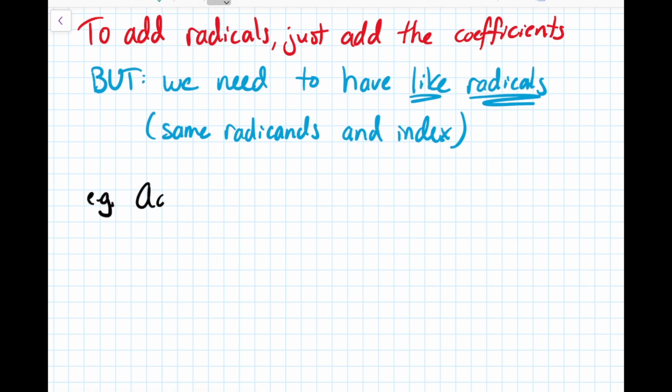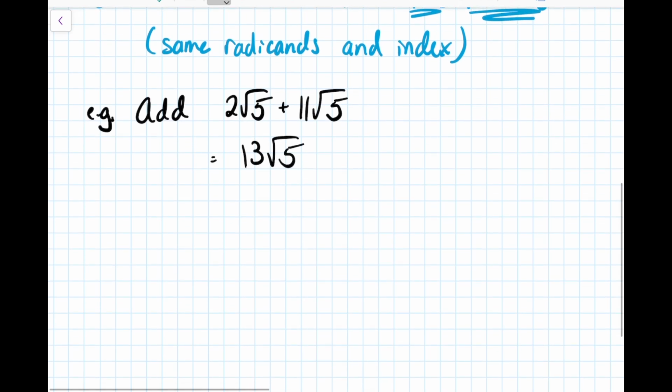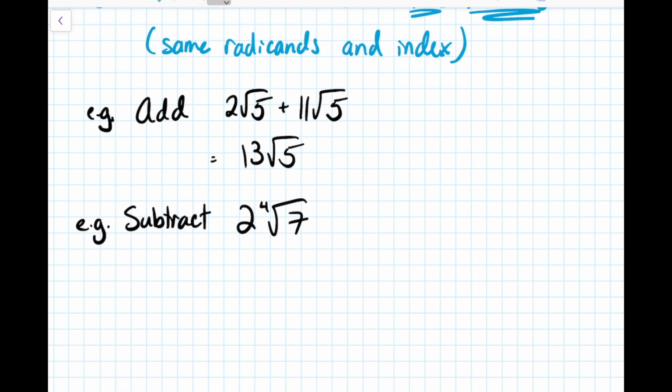If we want to add, say, 2 root 5 plus 11 root 5, all I have to do is 2 plus 11, which gets me 13. The root 5's don't change, so it's just 13 root 5. Subtraction is the same idea. If I wanted to subtract 2 times the 4th root of 7 minus 3 times the 4th root of 7, I'm just going to do 2 minus 3, which gets me negative 1, or just negative the 4th root of 7, and done. So when you have like radicals, adding and subtracting is very easy, something you definitely already know how to do.